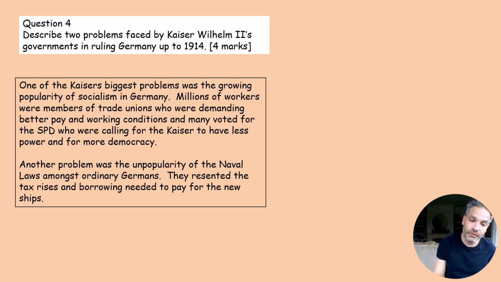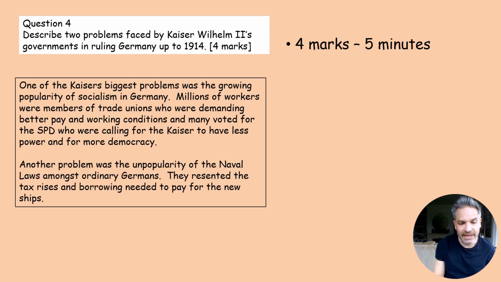Okay, question 4, knowledge question. This is a describe question. It's a 4 marker, once again, about 5 minutes-ish. It will ask you to describe something, fairly straightforward. It's just the detail you need here. This one says describe 2 problems faced by Kaiser Wilhelm.